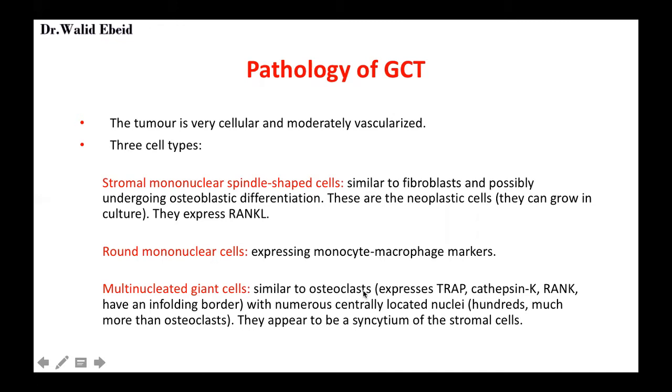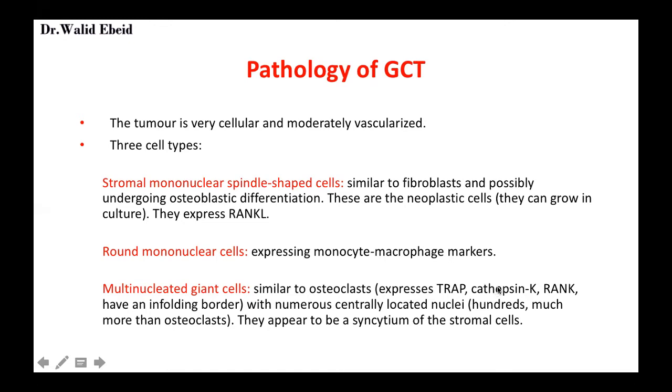Why do we say that they're similar to osteoclasts? Even in the past, they used to think that they are osteoclasts, and giant cell tumor was wrongly named an osteoclastoma. But they're not actually osteoclasts, but they're similar to osteoclasts. Similar in what? They express tartrate-resistant acid phosphatase and cathepsins, which are needed for bone resorption.